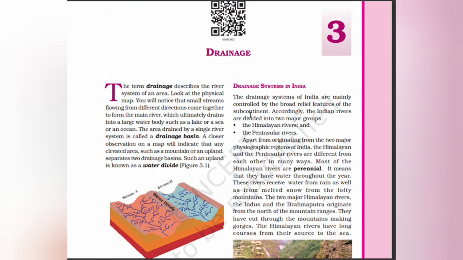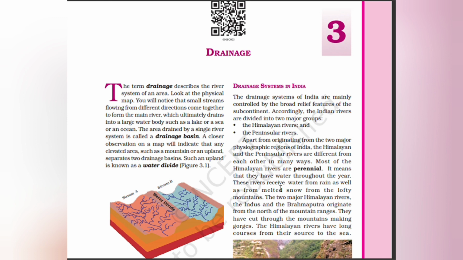Drainage systems in India. The drainage systems of India are mainly controlled by the broad physical features of the subcontinent. Accordingly, the Indian rivers are divided into two major groups, Himalayan rivers and peninsular rivers. Apart from originating from the two major physiographic regions of India, the Himalayan and the peninsular rivers are different from each other in many ways. Most of the Himalayan rivers are perennial. It means that they have water throughout the year.